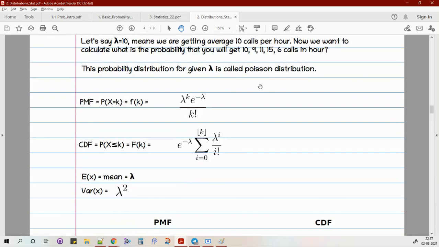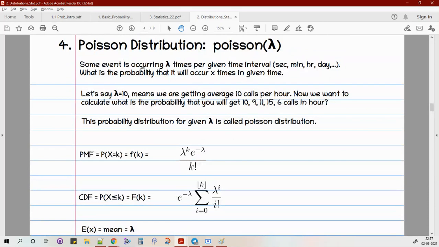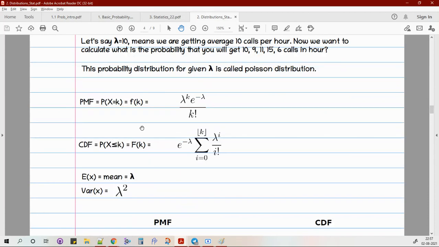Okay, and the probability distribution for this lambda is given by this beautiful equation, lambda power k. So k is nothing but, let's say I have these 10 calls per hour. The average is 10, right? So what is the probability that I will get 15 calls? What is the probability that I will get 15 calls?